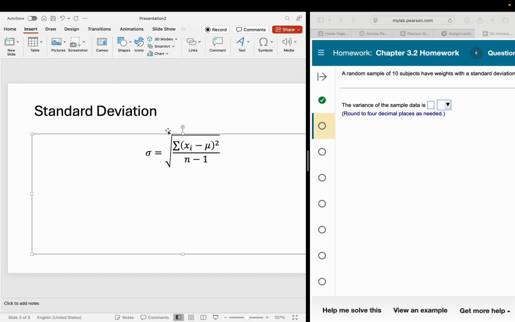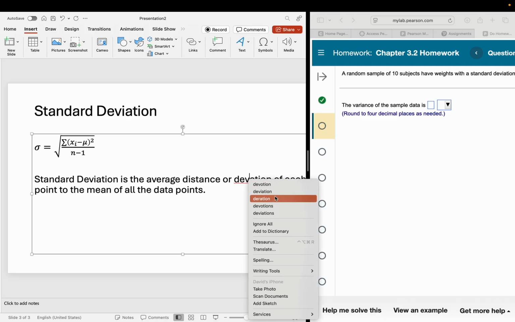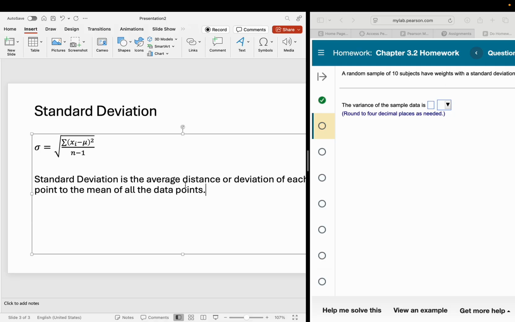Now, if we can put a definition on this, which is kind of tough to do, but we could say the standard deviation is the average distance or deviation of each data point to the mean of all the data points. Deviation. All right, that's why we call it a deviation. A deviation is just another way of saying difference or subtraction from. So, look, each point subtracted from the mean.